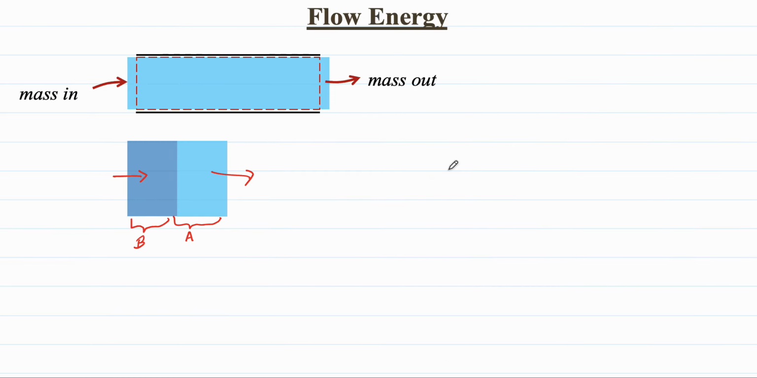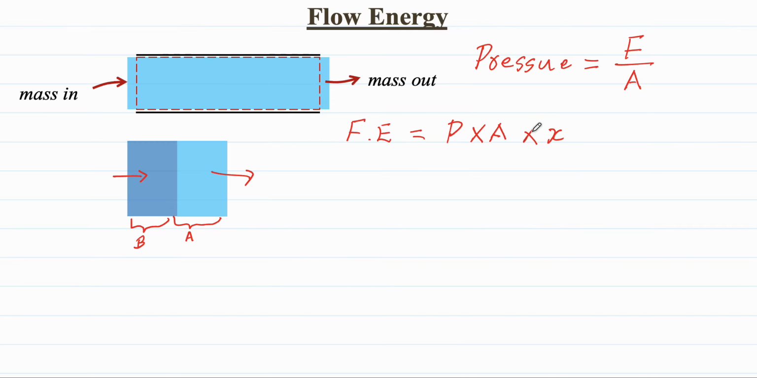Since we are dealing with working fluid, fluids exert pressure, and we know that pressure is force exerted over an area. So we can write it as F by A, where A is the area of cross section. We can rewrite the flow energy FV: instead of force, we write pressure times area, P into A, into distance, which we represent as X.